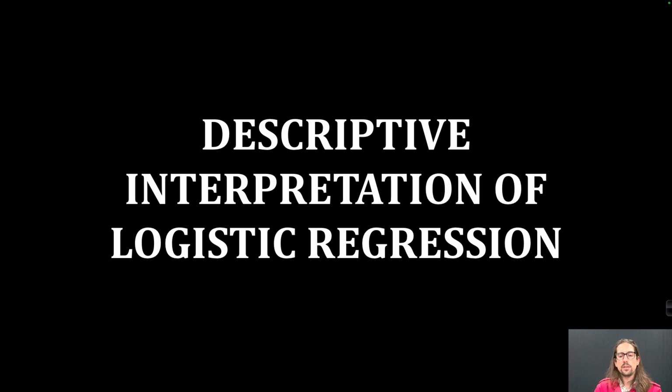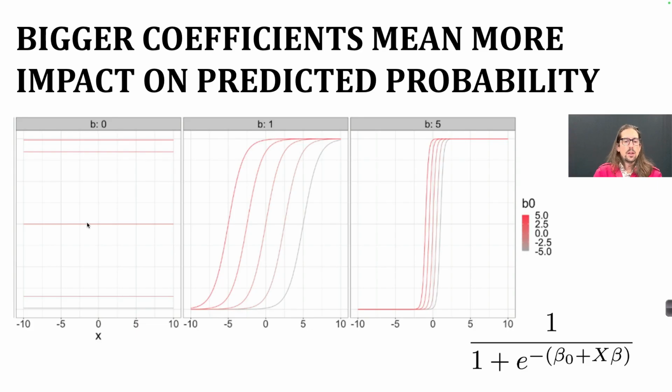So the first thing we'll talk about is descriptive interpretation of logistic regression, which again is going to mirror the linear regression part. This is generally what people do. They look at all the coefficients and then they wave their hands about what this means. It's also probably the most useless and least meaningful of the ways that you can interpret logistic regression. But let's see what's going on, right? So we already talked about this.